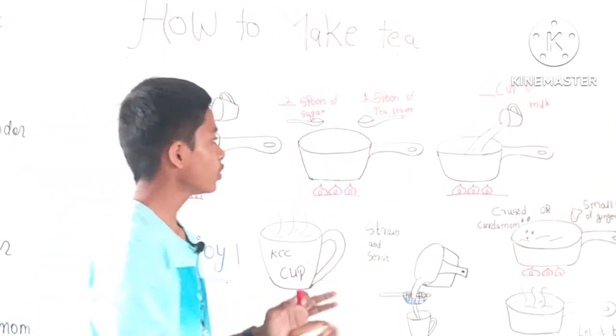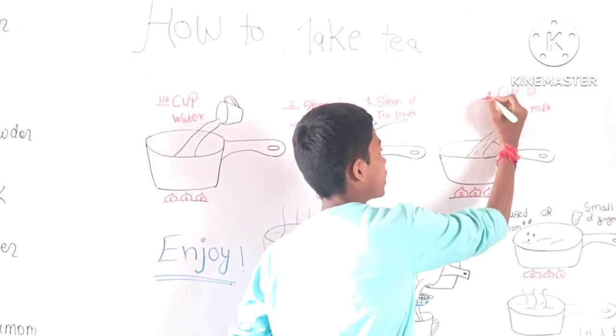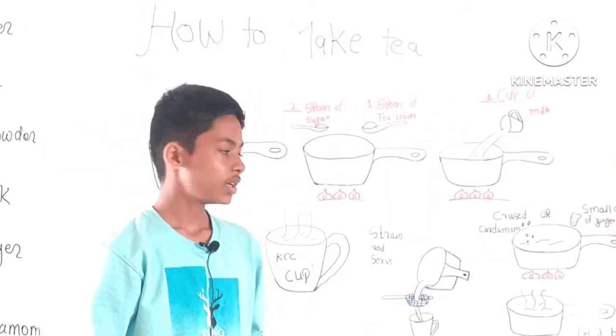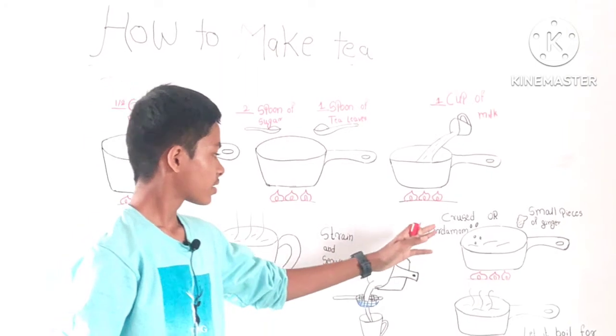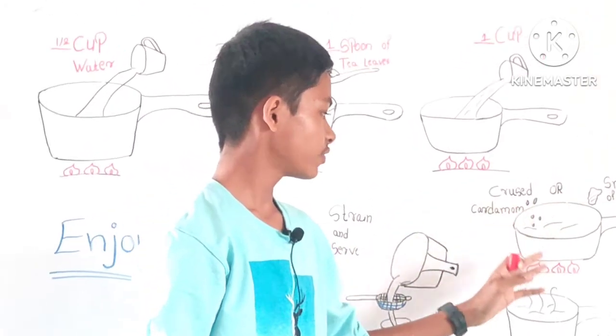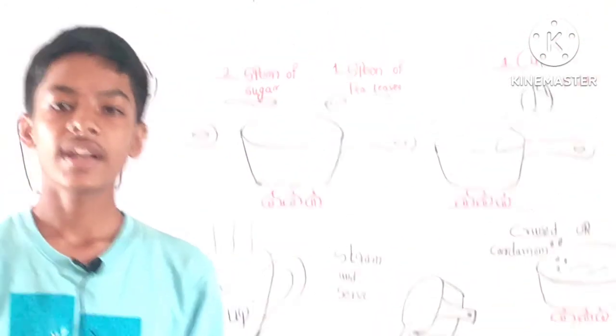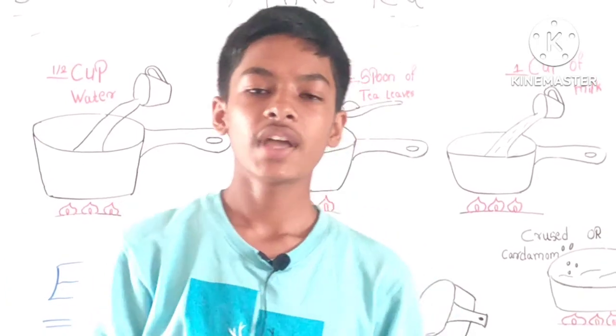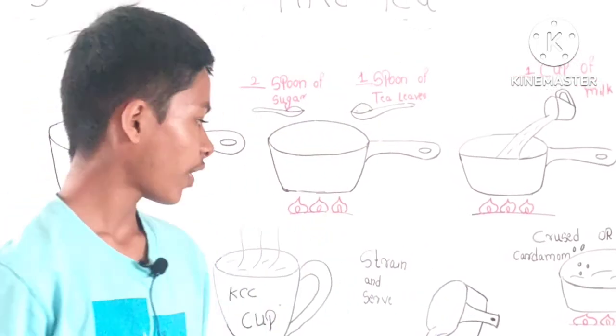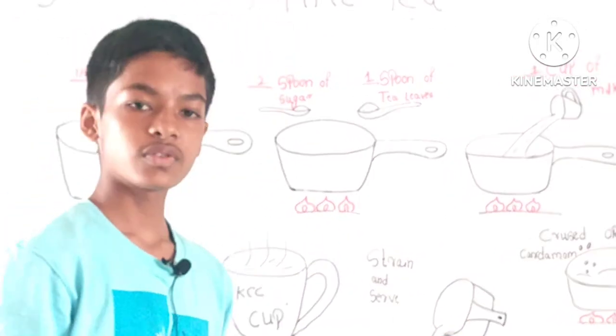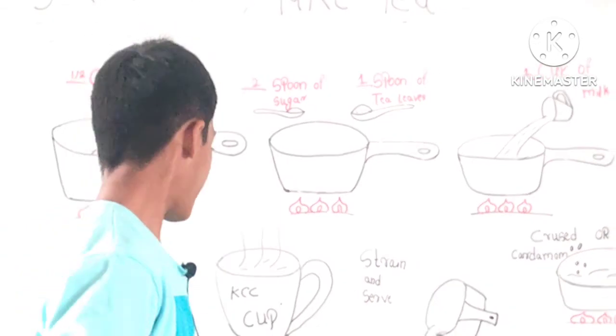Then we have to add 1 cup of milk in it. After adding milk, we can add crushed cardamom or small pieces of ginger in it. After adding all these ingredients, we have to boil it for 5 minutes. After it boils, we have to strain the tea and serve and enjoy.